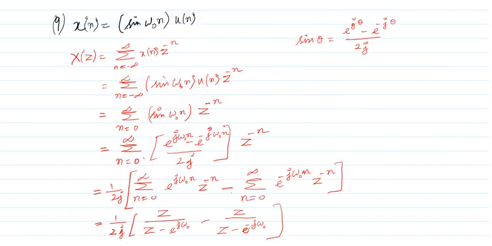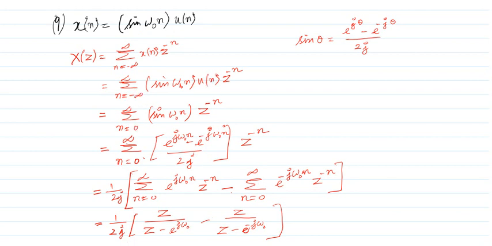Next, we will be seeing another important signal, the discrete time sinusoidal signal, sine omega naught n times u of n. This is the definition of the Z transform. In x of n, I'm substituting. u of n is 1 only for positive values of n, so I'm removing the negative terms and putting the limits from 0 to infinity.